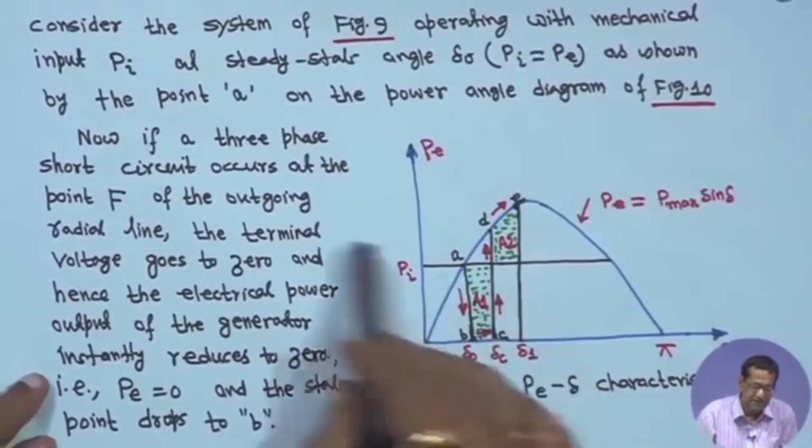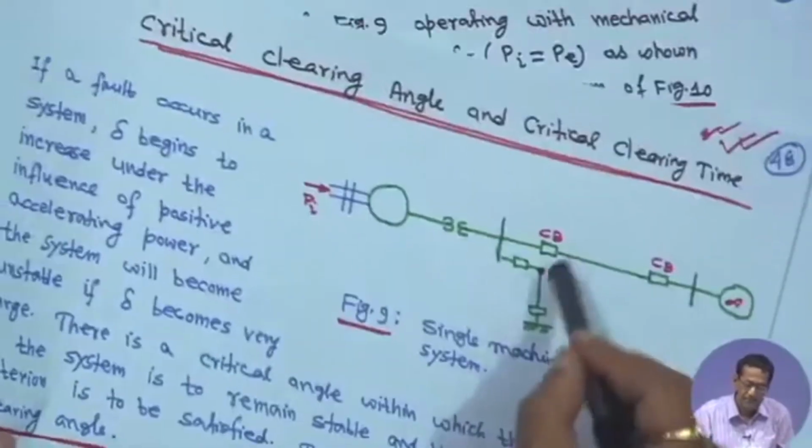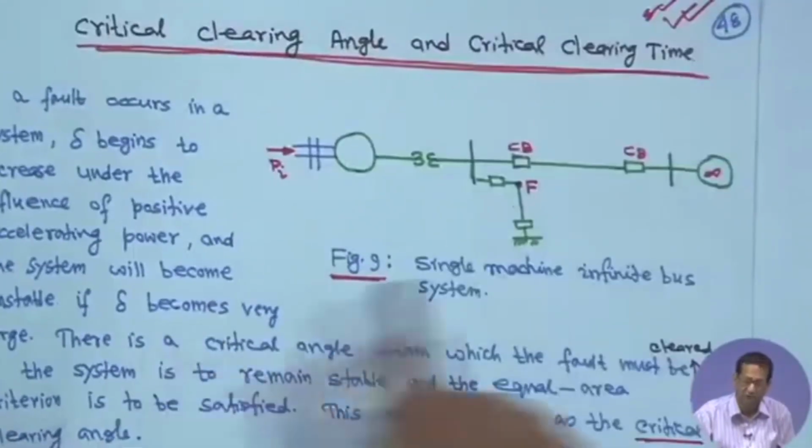Now, if a 3-phase short circuit occurs at the point A, I told you that at the point A, if a 3-phase short circuit occurs here.